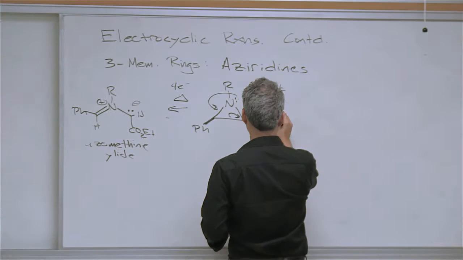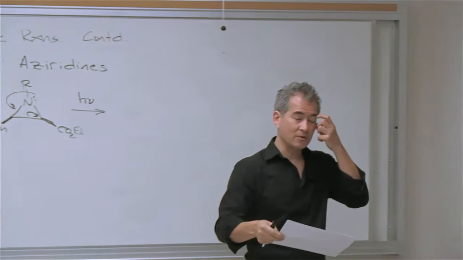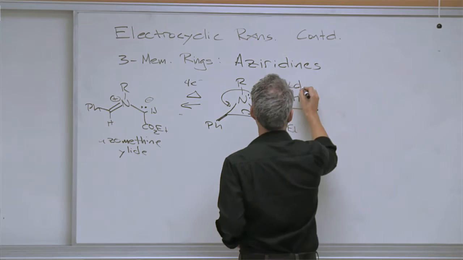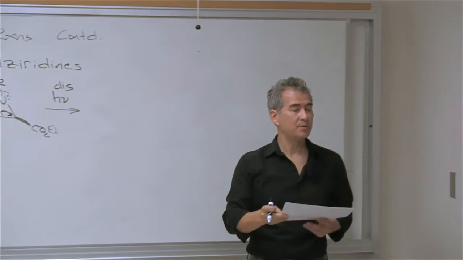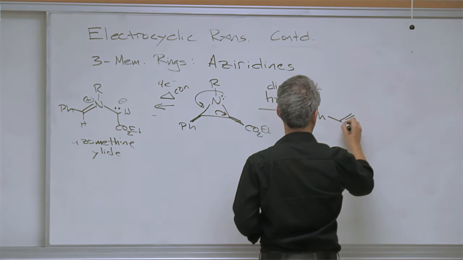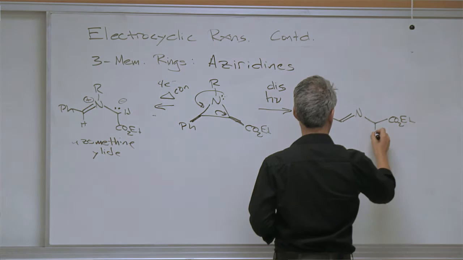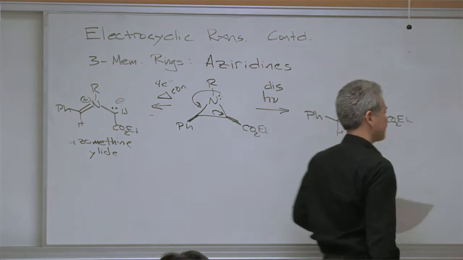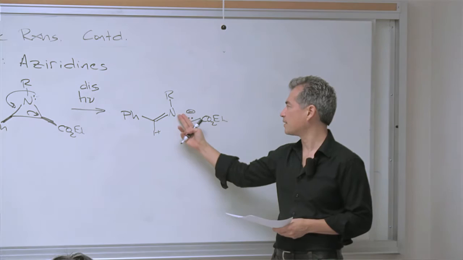You can also treat these with light, and you can reverse the pericyclic selection rules. So if heating it gives you conrotatory ring opening, I'll just write con here, then under photochemical conditions, you would expect that this would give you disrotatory ring opening. I'm not going to draw the other resonance structure, but there's partial double bond character here between this carbon and nitrogen that kind of gives you the equivalent of E and Z geometry.